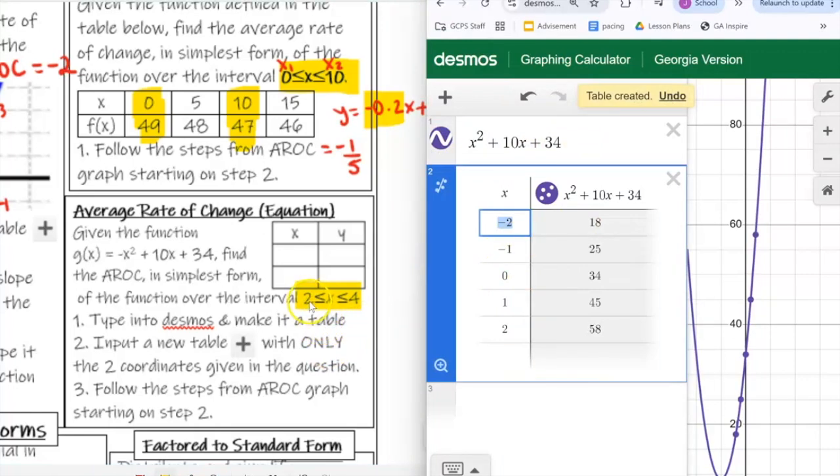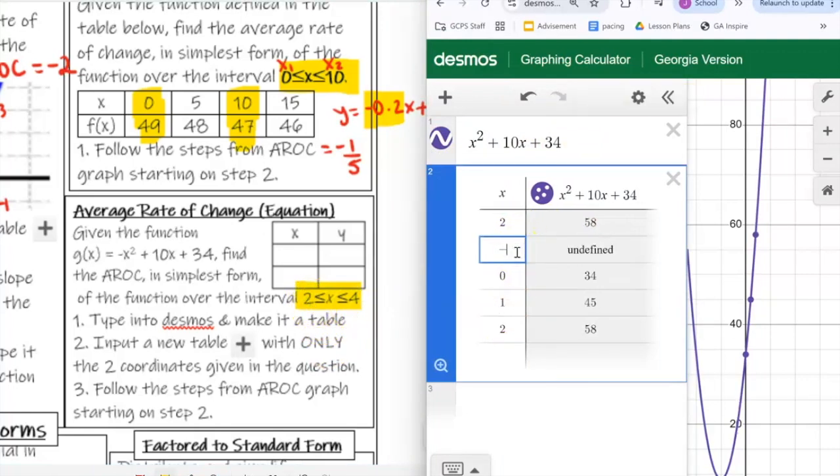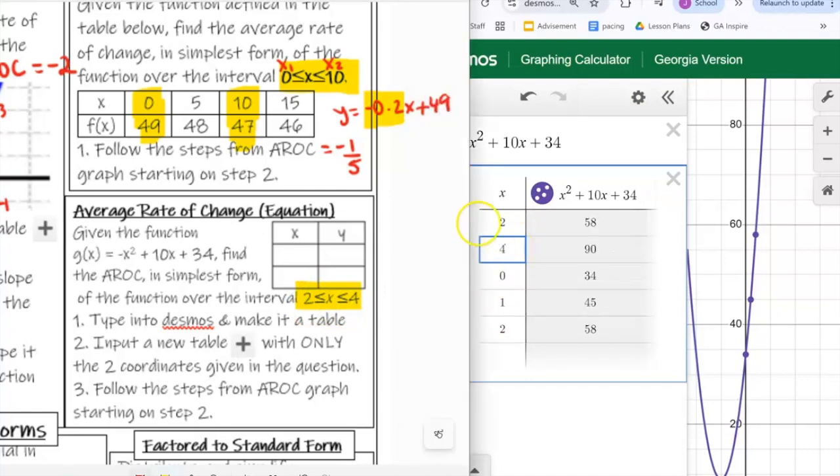Which are the 2 points I care about? 2 and 4. So I'm just going to type 2 and 4. So they're here. Now, that's my 2 points. So I'm going to write them in my notes right here. So x1 is 2, x2 is 4, this is 58, and this is 90.